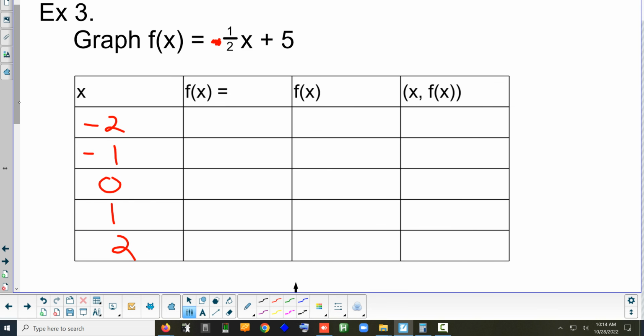Okay, so there's our x values that we're going to plug in. What's the formula that we're going to plug them into? What did they tell me the formula was? 1/2 x plus 5. So I'm going to write it out right now, filling them all in. So you're going to write this formula 5 times. Each time, you're going to change the x to the number you're filling in. Okay, so the first one is 1/2. You know what? I'm just going to write them all like this right now.